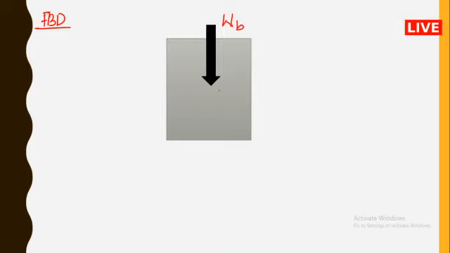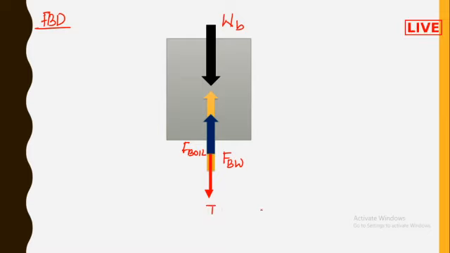Second, the buoyancy force will be developed by the water onto the body, based upon the Archimedes principle. This is the buoyancy force of the water. Similarly, there will be another buoyancy force, that is due to the oil. And if you cut the string, there will be a tensile force developed.